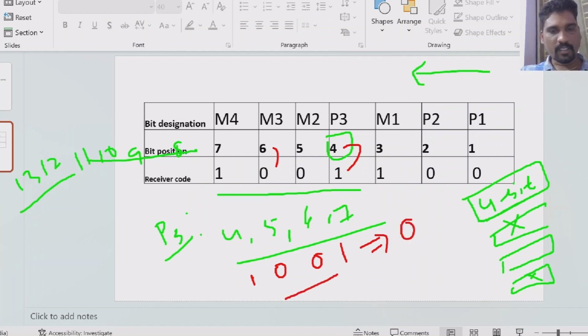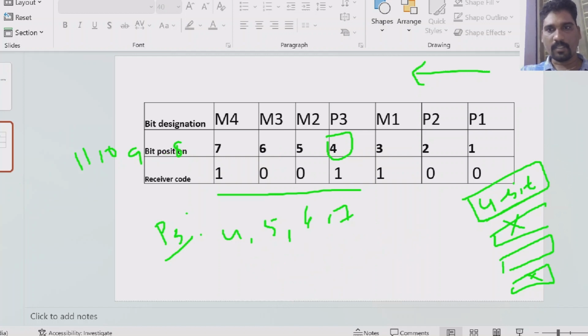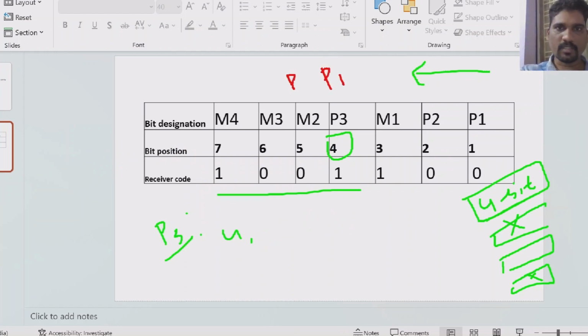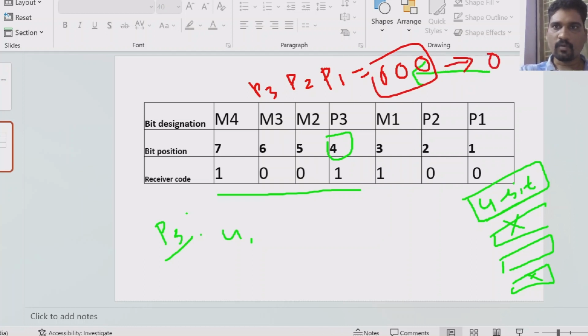Now what did we get finally? P1 value is completed, P2 value is completed, P3 value is completed. It means, what is the location of the error? I told you that we need to write the output from LSB to MSB. So P1 value we got is 0, P2 value 0, P3 value 0. What is the meaning of this? It means we don't have any error in the receiver code, right?